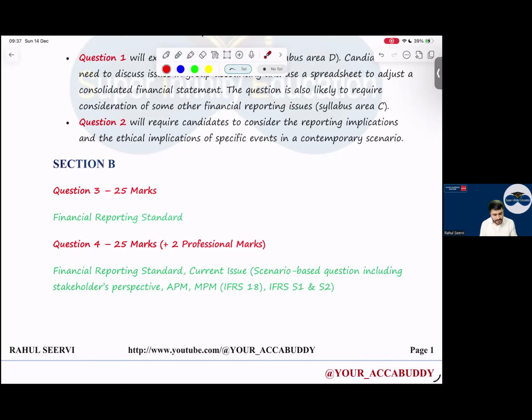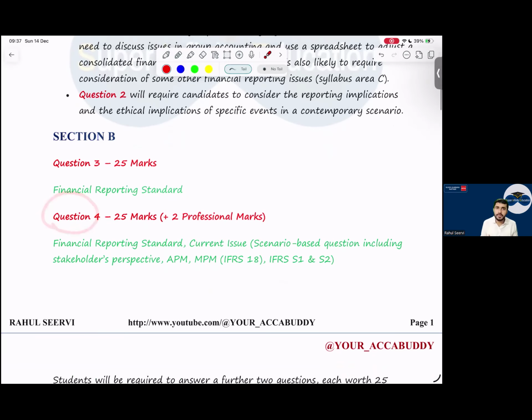Yes, sir. Then coming to question number 4. So question number 4 is again 25 marks. Out of this, 2 are professional marks. When coming to SBR, the professional marks are 4. So we need not worry about that. As we do the topics, I will explain it to you. So question number 4, again it will be regarding what? Financial reporting standards. Any current issues. So what is the meaning of current issue? We have heard it a lot of times. What does current issue mean, etc. XYZ. A simple thing. As you know that the world is evolving and there are a lot of problems in the accounting standards.